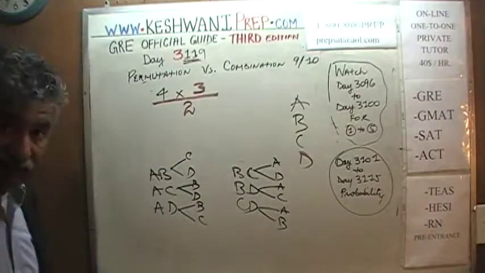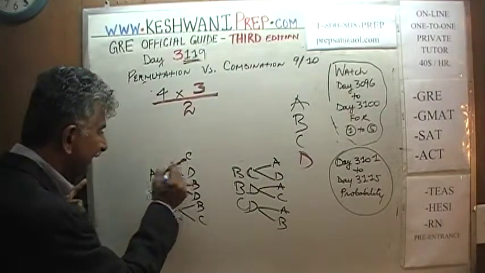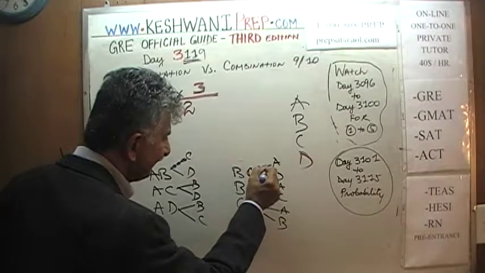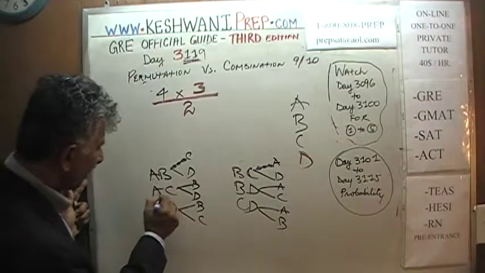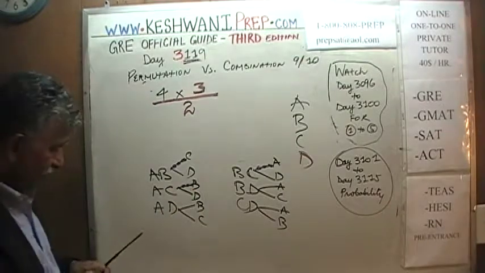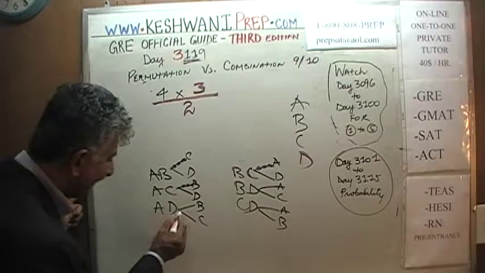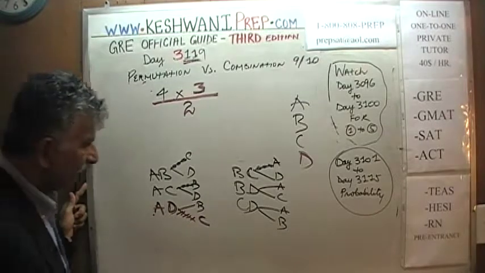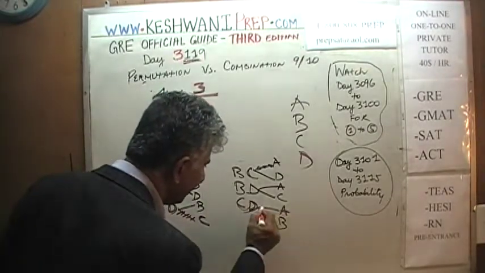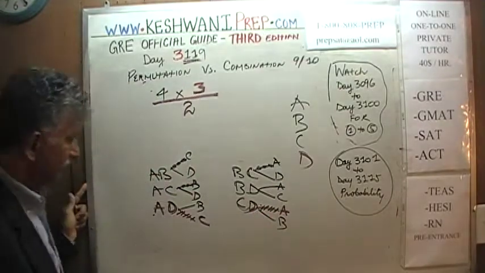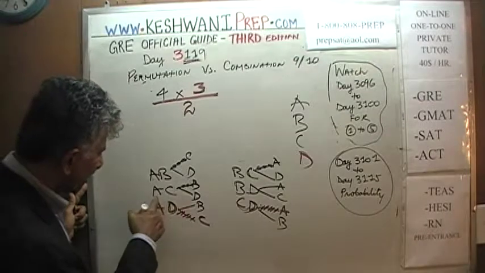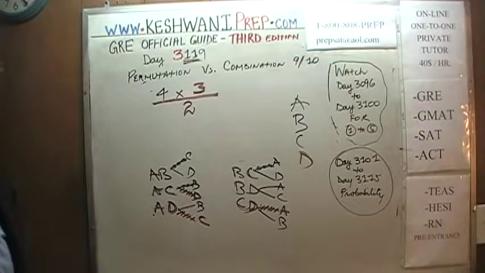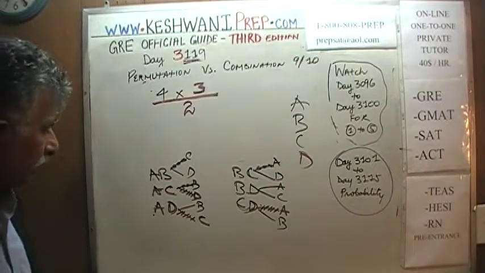For example, because these are groups, a group of A, B, and C is the same group as B, C, and A, which is the same as A, C, and B. You see that? Let's do one more. A group of A, D, and C is the same group as C, D, and A. It's the same 3 people. There should be one more: A, C, D. They are counted 3 times. It's the same group of 3 people. You cannot count them 3 times. How do we undo it?